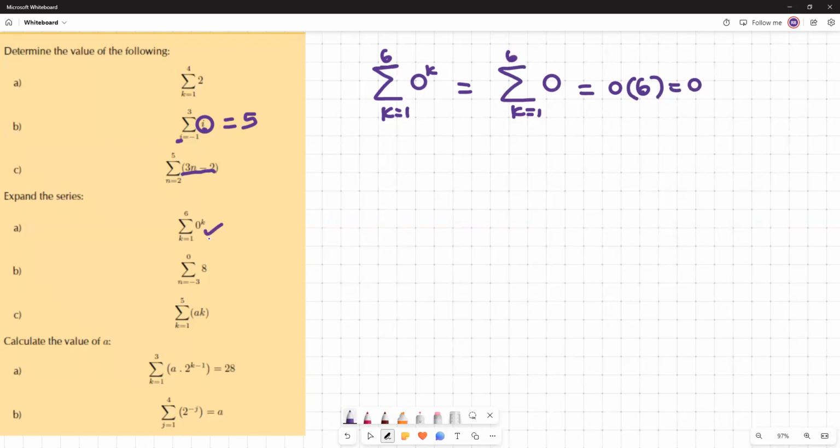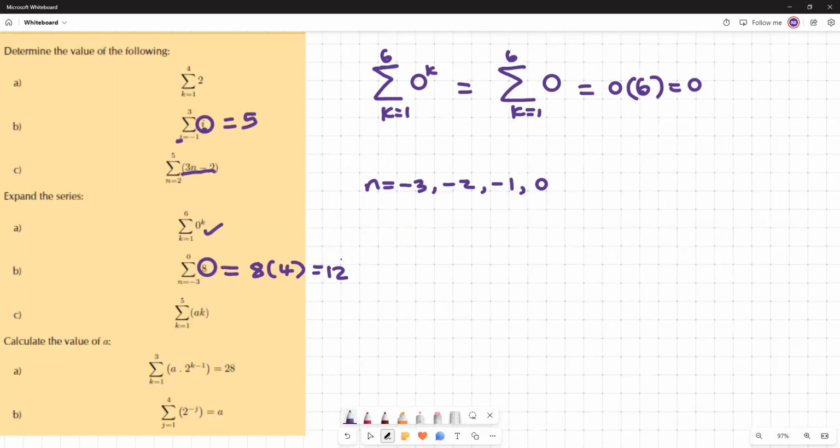Perfect. And then here, your n is basically -3, -2, -1, and 0. So you have 4 terms. And then you can see it's a constant. So it's more or less the same as that. So you're going to say this is equals to 8 times the number of terms. So we have 4 terms there. That gives you a 12.